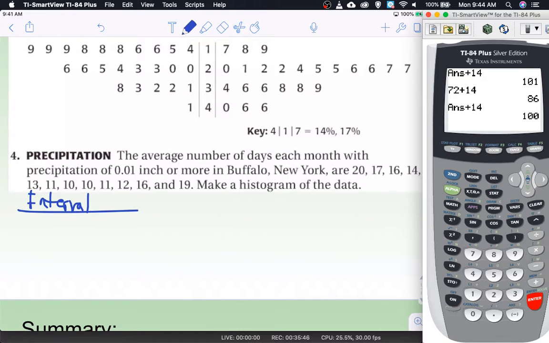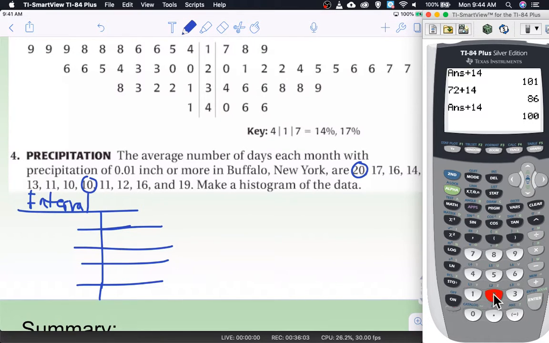Interval. I don't know how many intervals I want. I should really make those bigger. Like that. All right, so let's see. Smallest number is 10. Largest number is 20. That's a range of 10. From 20 minus 10 is a range of 10. How many intervals do we want? I mean, we could do 4. It's a little weird. We could do 3. We could do 5. I don't know if we'd want to do 5 intervals. We could.